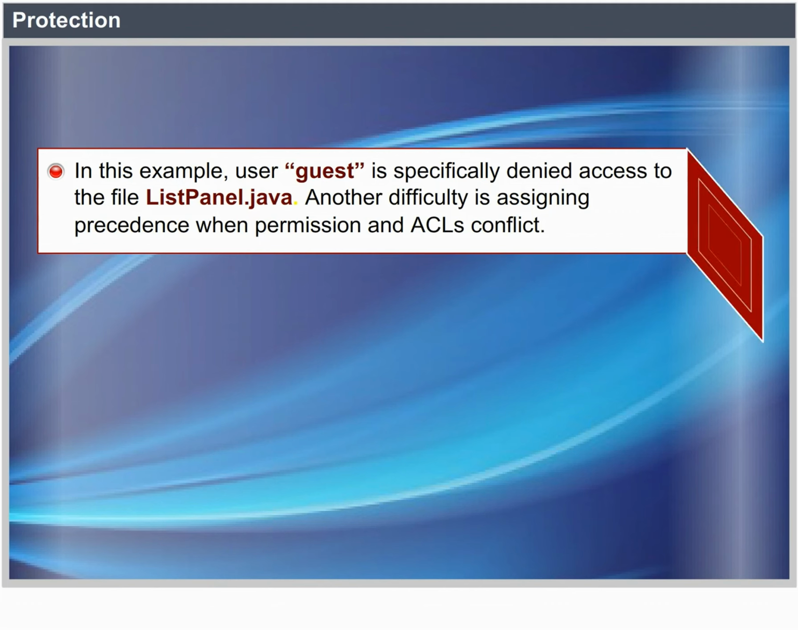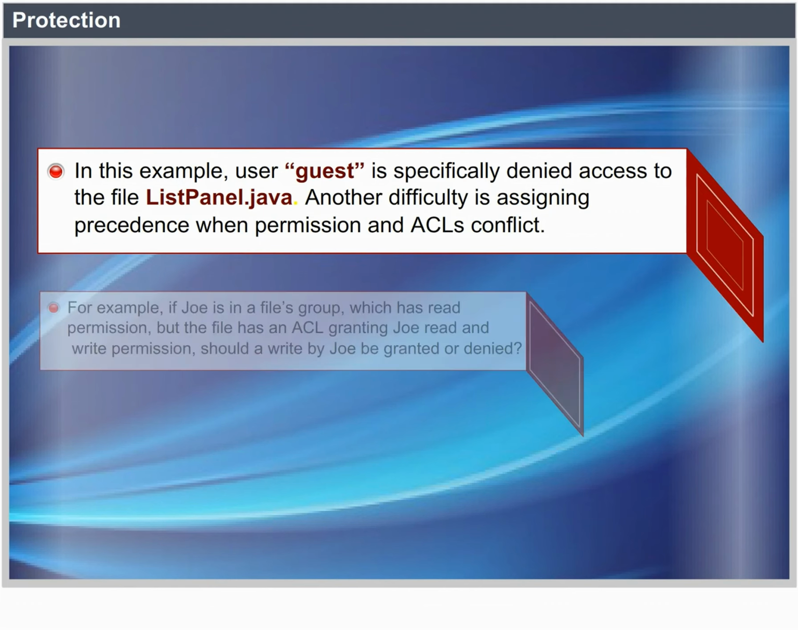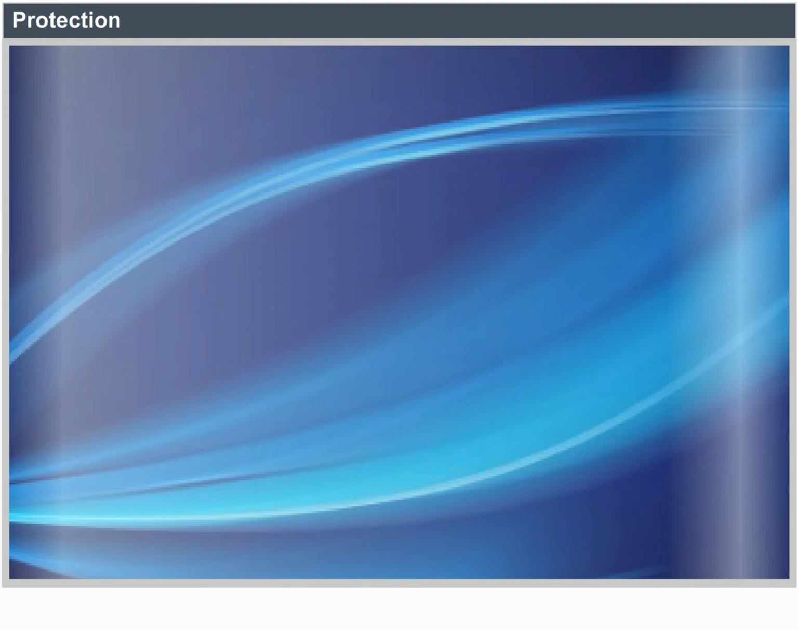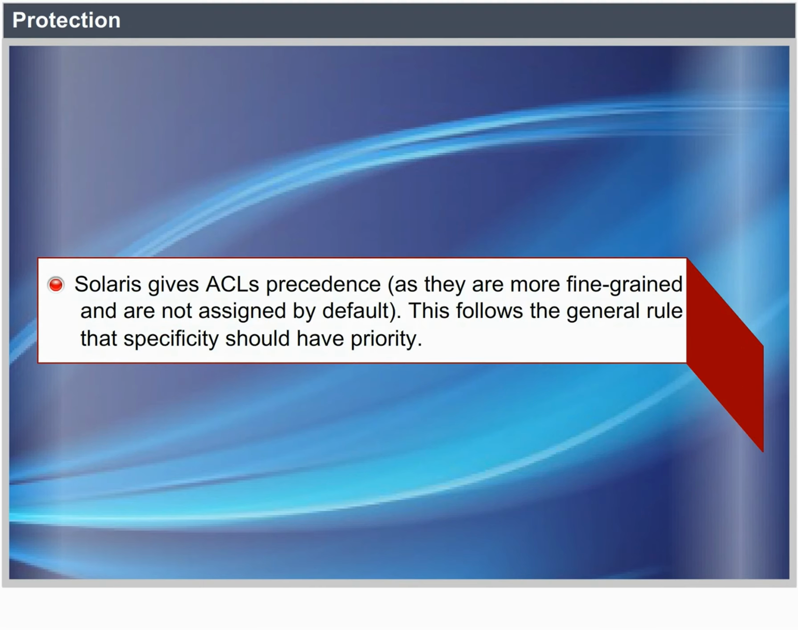For example, if Joe is in a file's group which has read permission, but the file has an ACL granting Joe read and write permission, should a write by Joe be granted or denied? Solaris gives ACLs precedence, as they are more fine-grained and are not assigned by default. This follows the general rule that specificity should have priority.